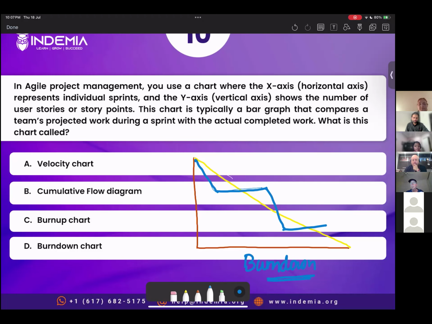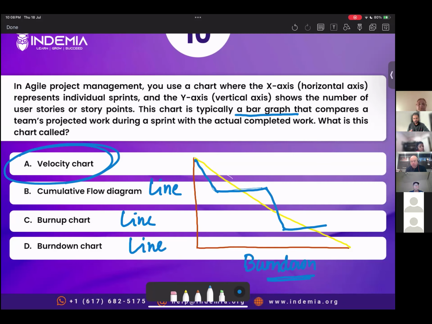So let's go to the explanation. I can see other options as well, but just to save time. It says it's a bar graph, right? It's a bar graph. So there is only one bar graph here. Cumulative flow diagram, it's a line chart. Burn up, it's a line chart. Burn down, it's a line chart. The only graph that is a bar chart is velocity chart, right?